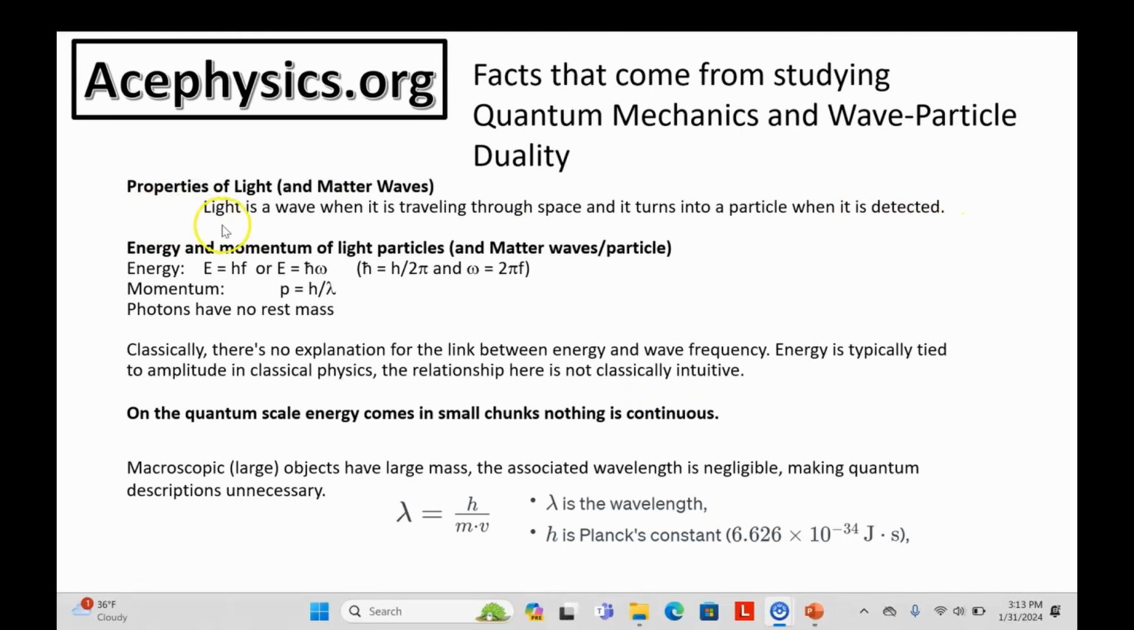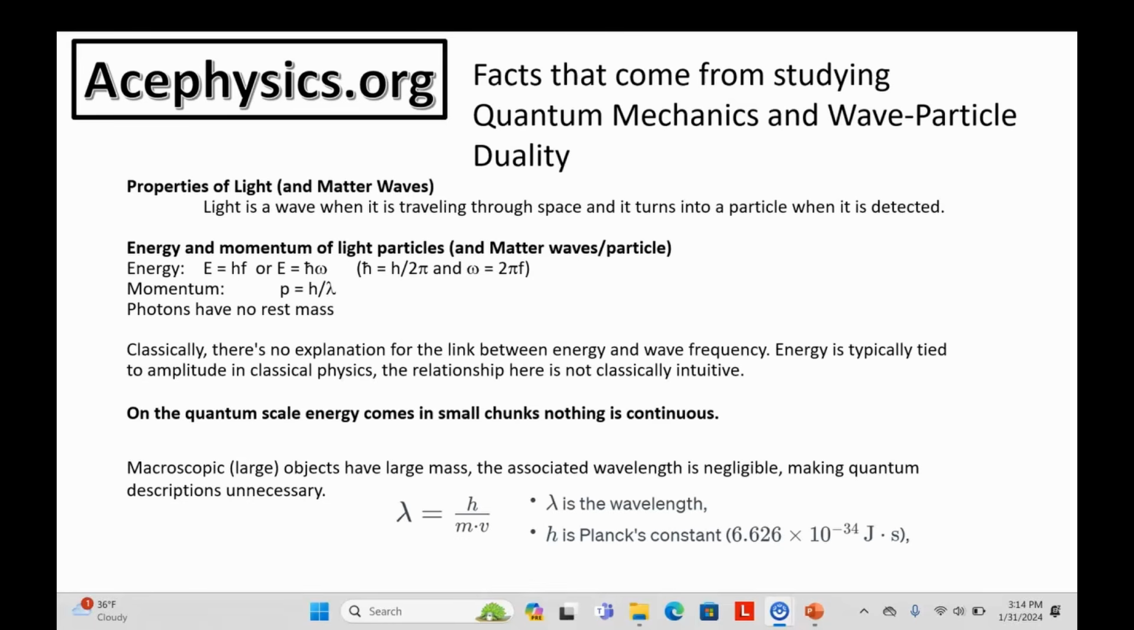Light is a wave when it is traveling through space, and it turns into a particle when it is detected. The energy of a particle of light is equal to h times f, where h is Planck's constant and f is the frequency. The relationship here is not classically intuitive. In classical physics, the energy of a wave is related to the wave's amplitude, not to its frequency. On the quantum scale, energy comes in small chunks.